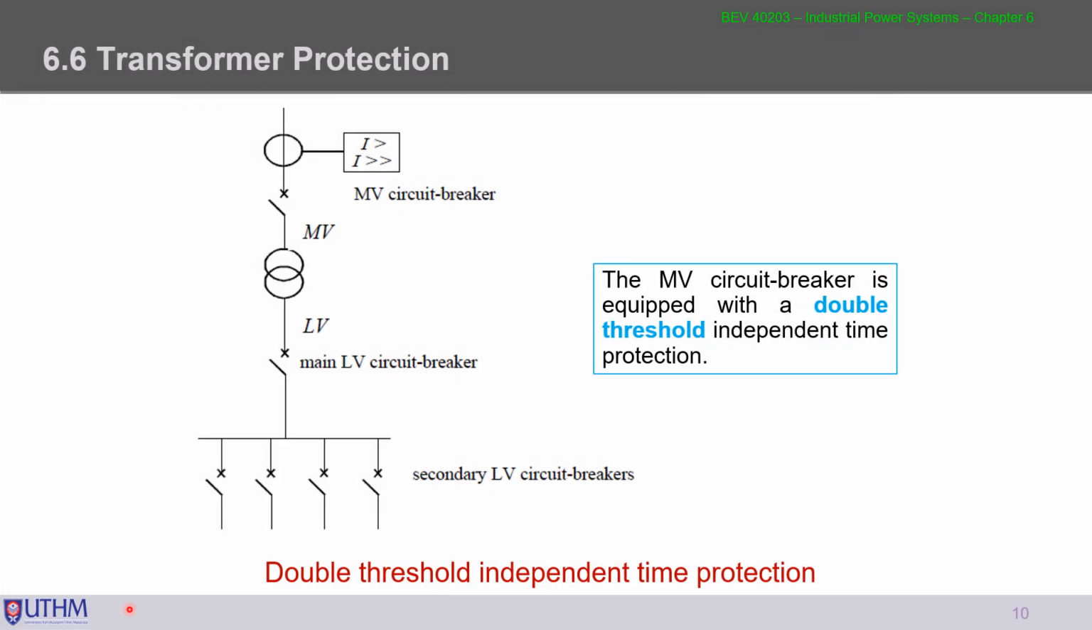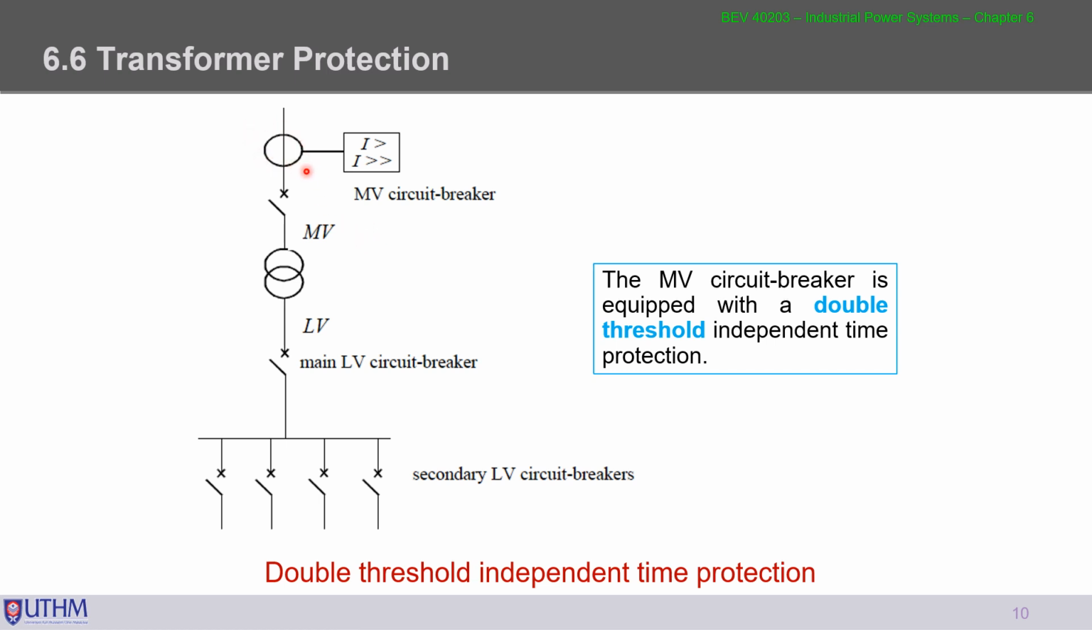Okay, here is the diagram of the line which is connected with the transformer. There are two sides of the transformer: the MV side, which is the primary side, and the secondary side, which is the LV side. So for this transformer protection, we have to put protection on both sides, to protect the MV side and also the LV side of the system. Okay, first we go to the MV side.